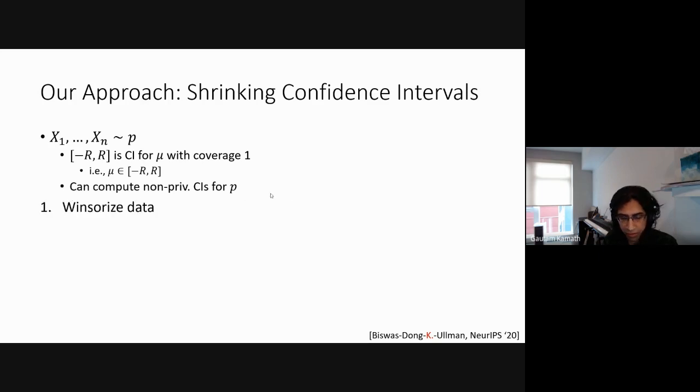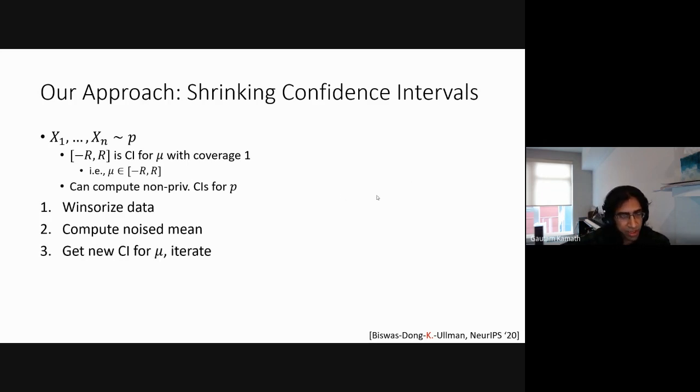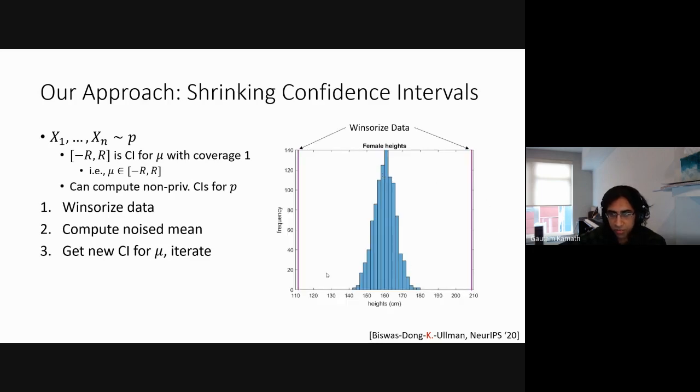And what the algorithm will be is the following. The first 2 steps are going to look very familiar, what I've already told you. The third step is going to surprise you. Maybe not. Okay, the first step is clearly we Winsorize the data. The second step is that we compute the noisy mean, exactly what we've done before, but the third step where we differ is using this information we have, we get a new confidence interval for where the mean must lie, and then we iterate. So let me show you a bit more concretely. This is what we did before.